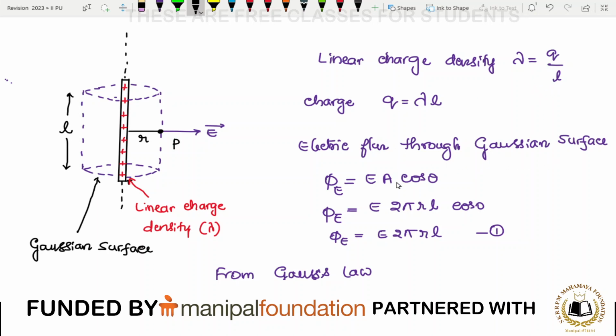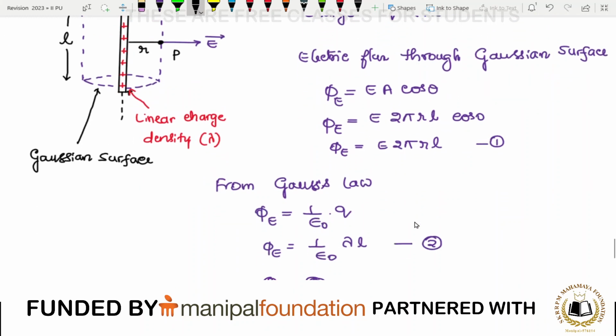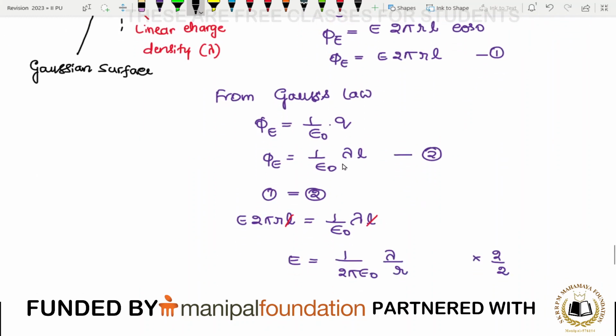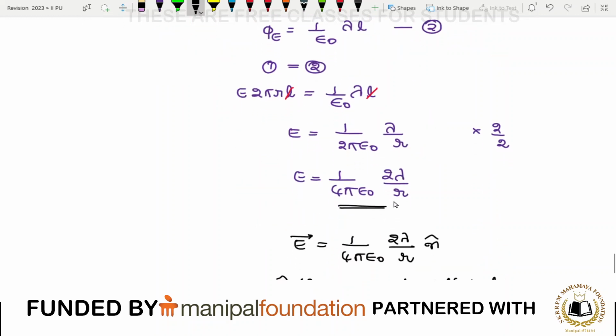Electric flux through Gaussian surface phi E equal to EA cos theta. So E into A, 2 pi RL, theta is 0. So phi E is E into 2 pi RL. Next from Gauss law, phi E is equal to 1 by epsilon naught times Q. Q is what? Lambda into L, equation number 2. Equate both. E into 2 pi RL equal 1 by epsilon naught times lambda into L. So L will get cancelled out. E becomes 1 by 2 pi epsilon naught lambda by R.